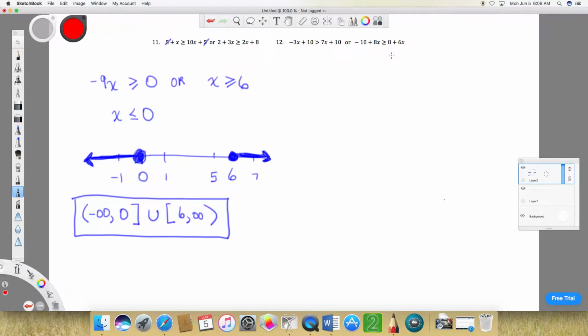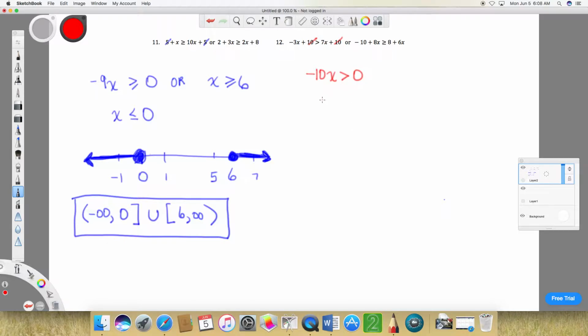Again, it's a compound inequality, but it's the word or. So in our graph here, we're going to have both tails shaded in, or possibly, a special circumstance would be the entire real number line shaded in. Let's take a look and see what we have here. I'm going to collect the x's on the left-hand side, so I'm going to subtract 7x from each side, and I'll have negative 10x is greater than, and I can see that if I subtract 10 from both sides, those cancel. So I have negative 10x is strictly greater than 0.